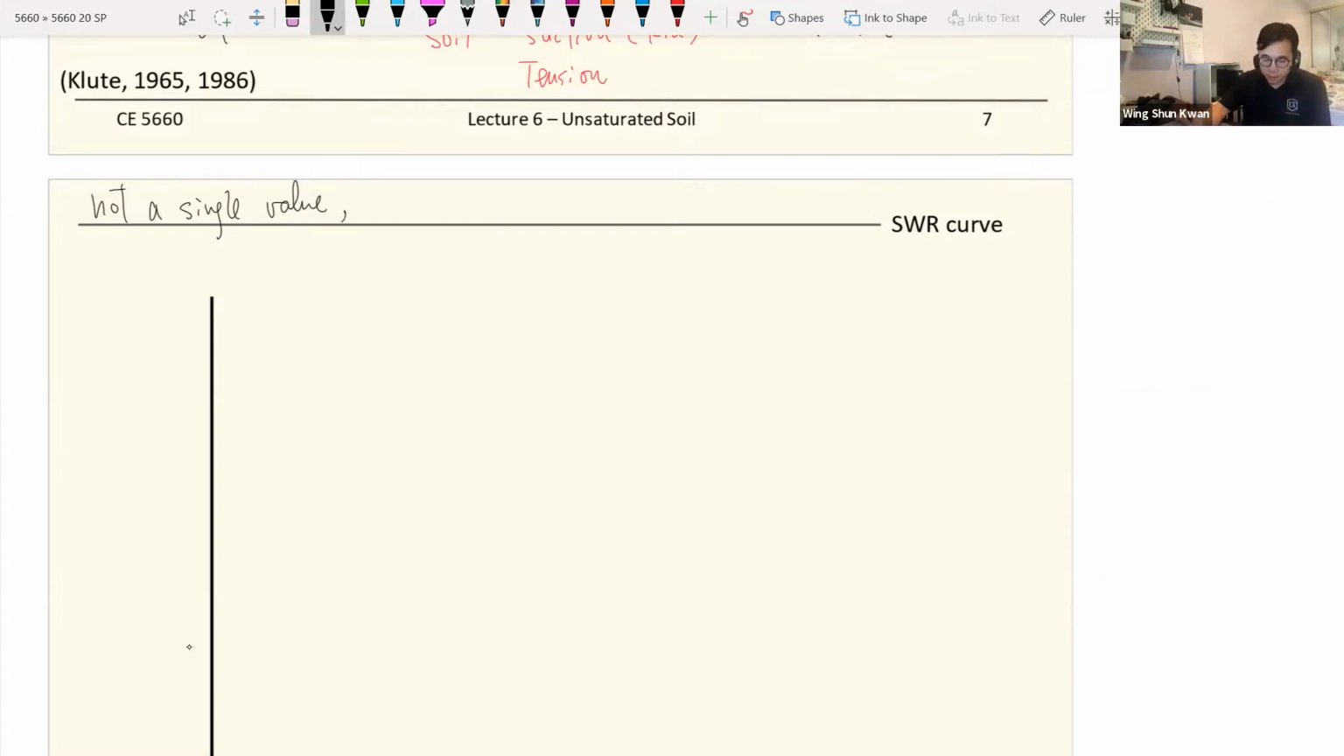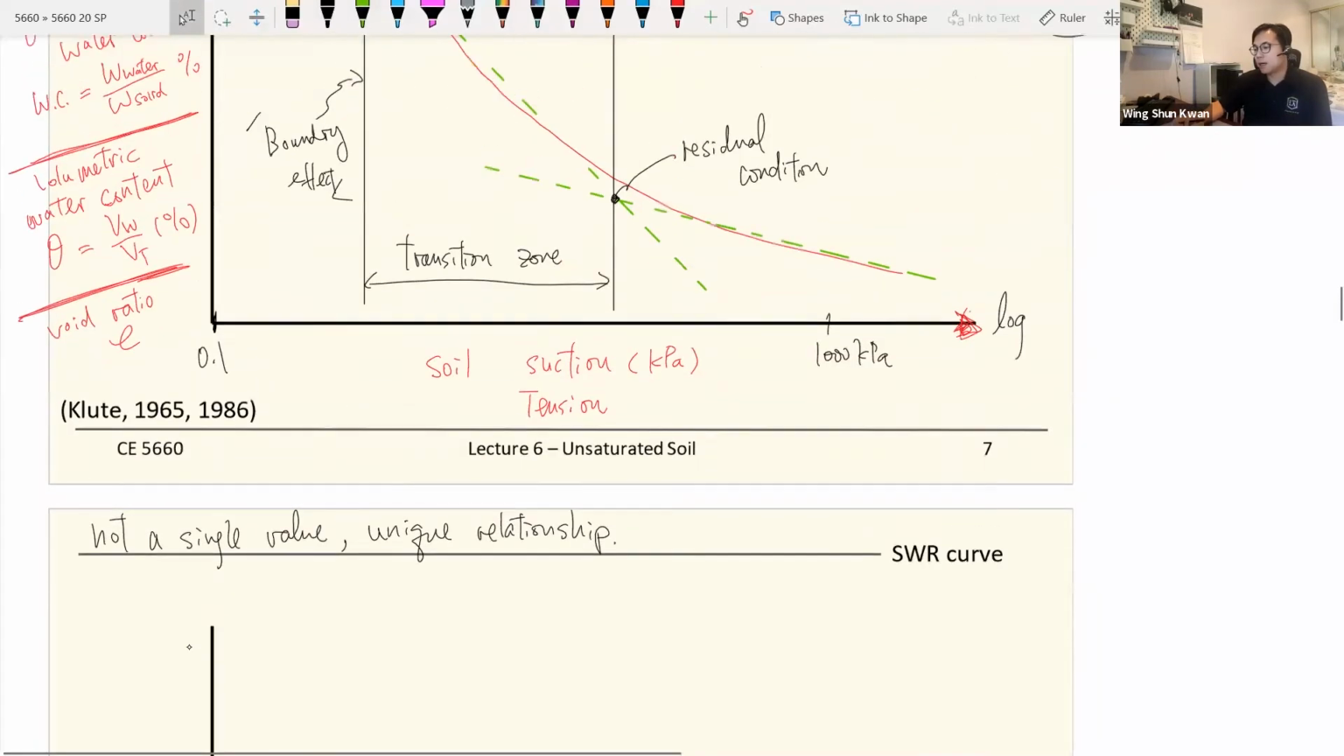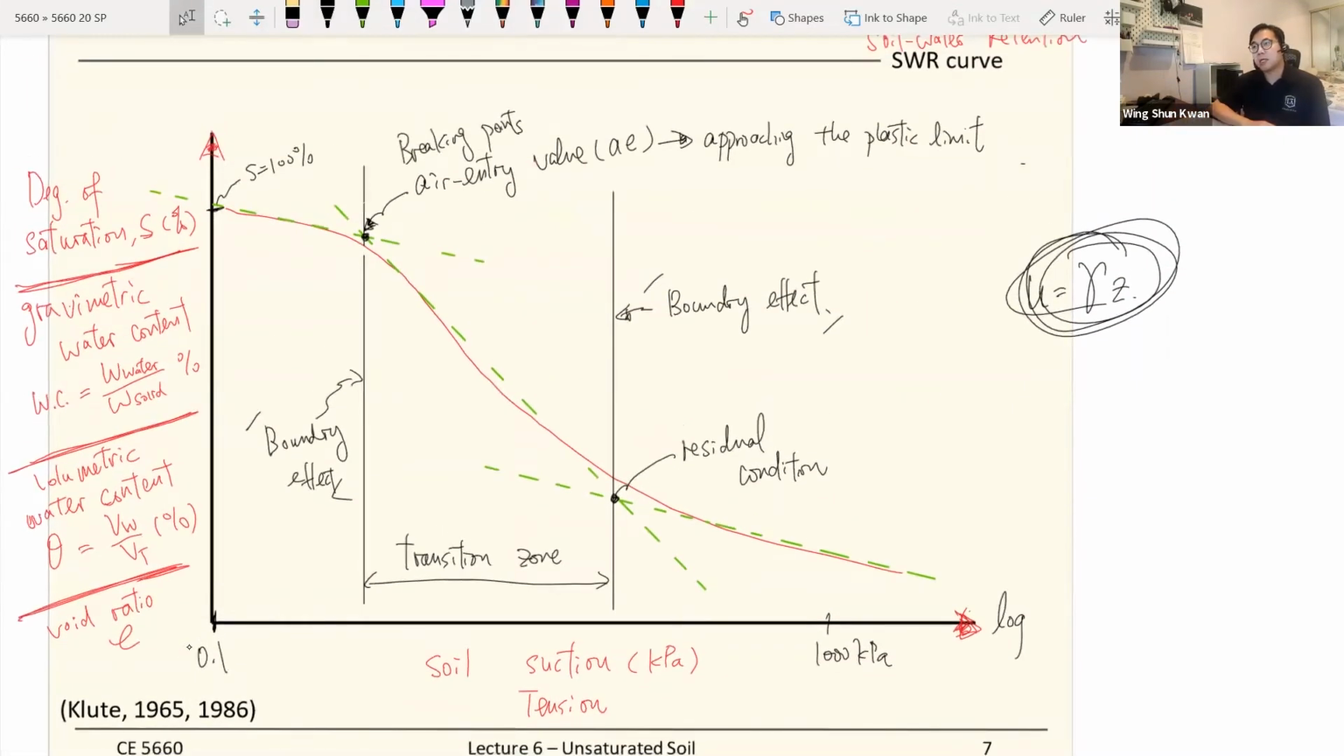And even more complicated, it is not a unique relation. Which means a curve like this is not enough to define what happens on your site. Because if you have a soil site, you need to take into account that through time, all the saturation and desaturation processes will keep happening, because the location of the groundwater could change because of the tide, and also because of the rainfall, the evaporation, so water can come in and come out.